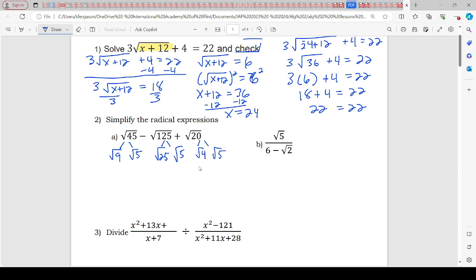So the reason I did it like that was so I can take the square root of 9, it's 3. I can't take the square root of 5, so the square root of 45 simplified is 3 times the square root of 5. Okay, 125 is 25 times 5. So the square root of 125, the square root of 25 is 5. The square root of 5 I can't take. And then finally, I've got the square root of 20. That's the square root of 4 times the square root of 5. Well, 4 is a perfect square. I can take the square root of that. That's 2.